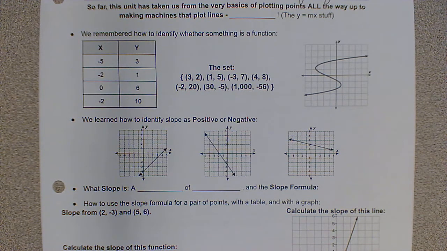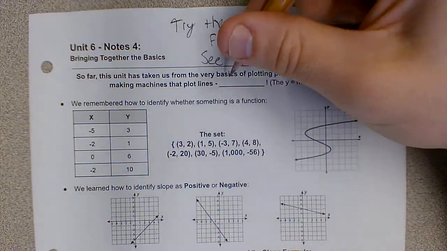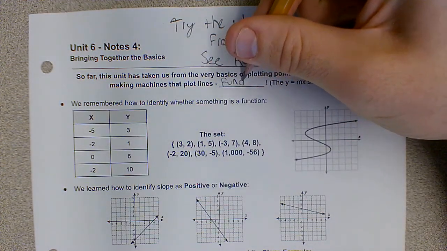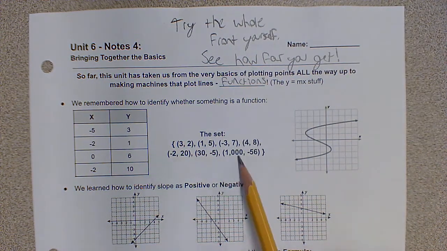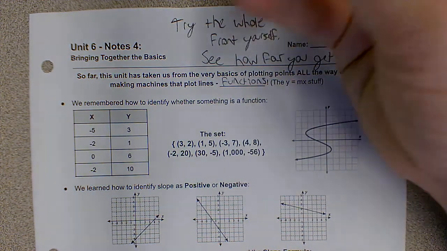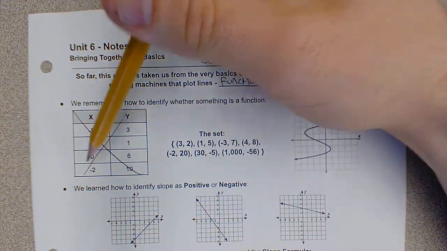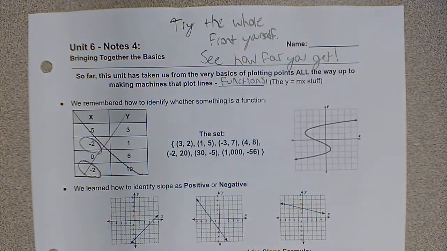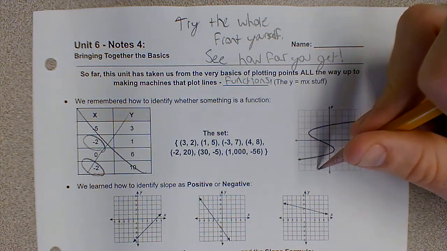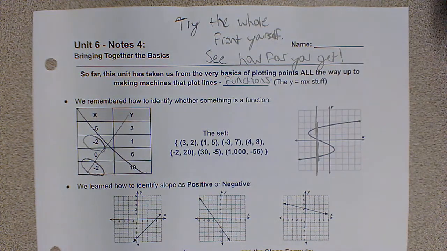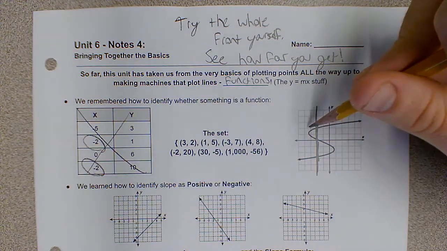So far this unit has taken us from the very basics of plotting points all the way up to making machines that plot lines for us. They're called functions. You got to know what a function is, so you got to tell me which of these is a function. Well, it's not going to be number 1, because the negative 2 is repeated twice. It's not going to be this graph because it does not pass the vertical line test. I can draw a vertical line that hits the graph at multiple points.